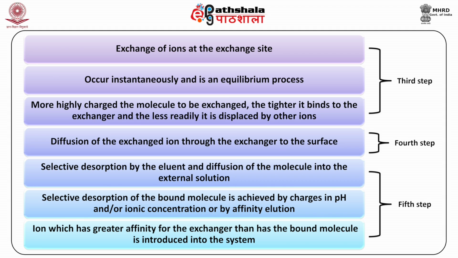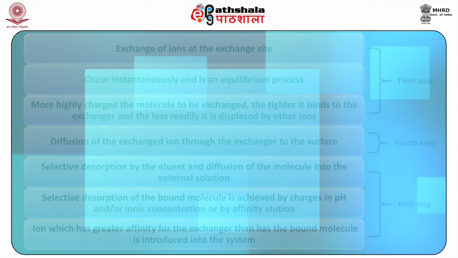Fourthly, diffusion of the exchanged ion through the exchanger to the surface. Fifthly, selective desorption by the eluent and diffusion of the molecule into the external solution. The selective desorption of the bound molecule is achieved by changes in the pH and/or the ionic concentration, or by affinity elution, in which case an ion which has a greater affinity for the exchanger than the bound molecule is introduced into the system.